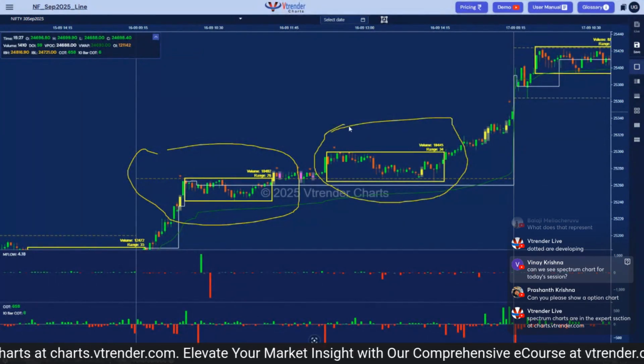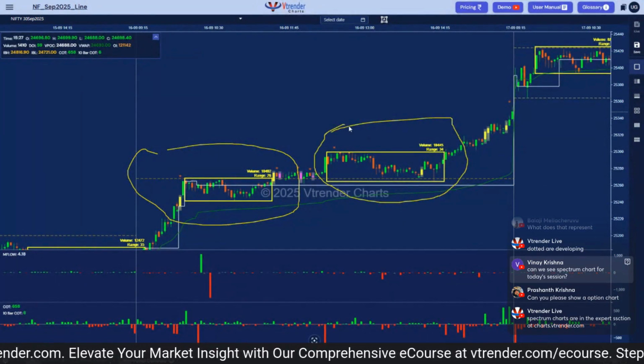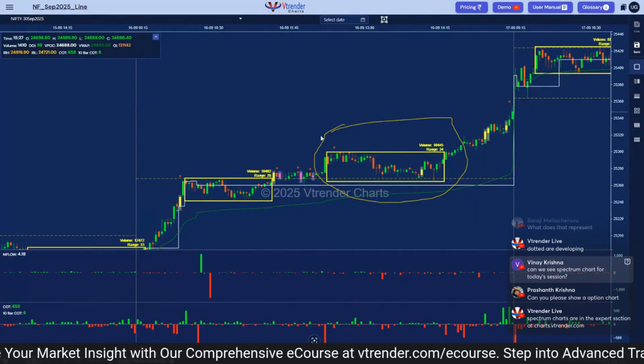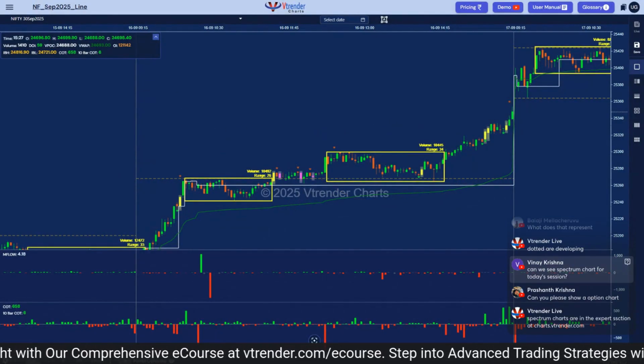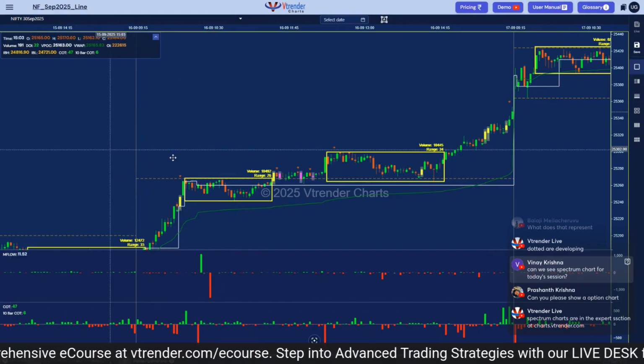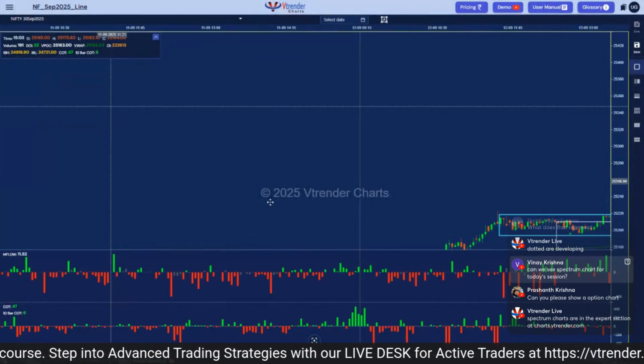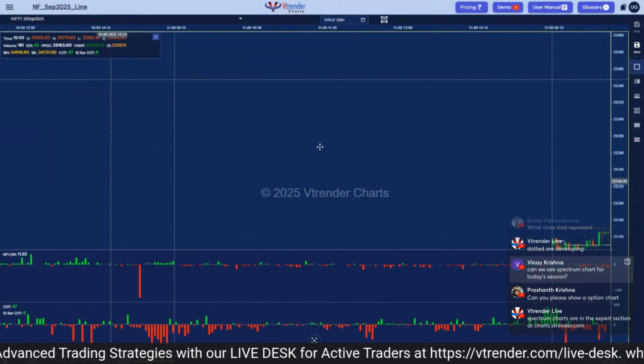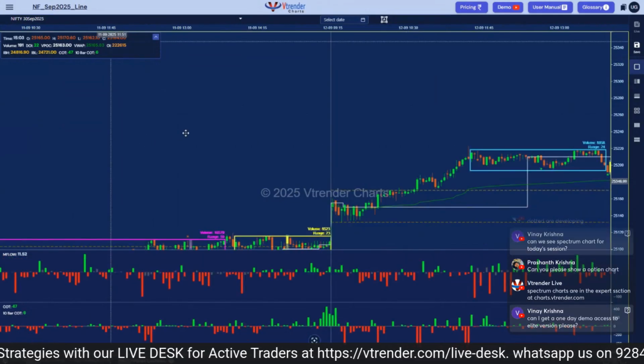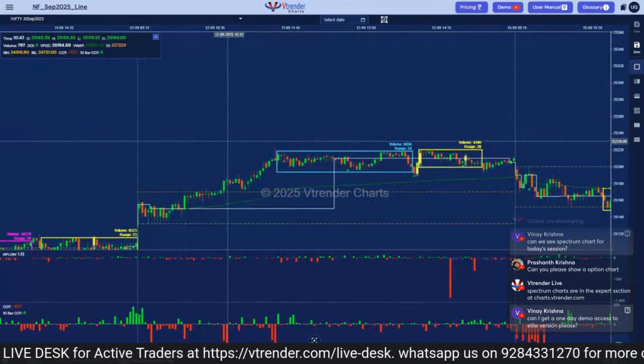Yellow is the least strong of the micro balance signals, the micro balances which are forming. Then you have the blue, which is one step better than the yellow. And then you have the purple. When you see a purple micro balance forming, that is the best one you can get.